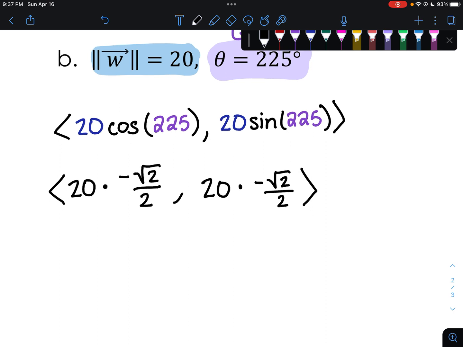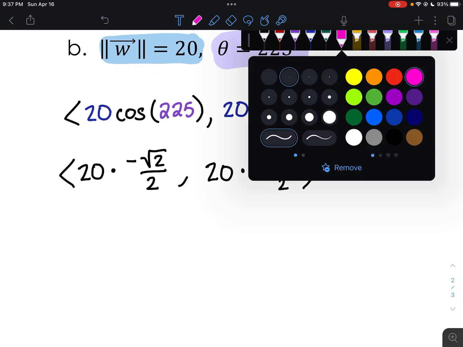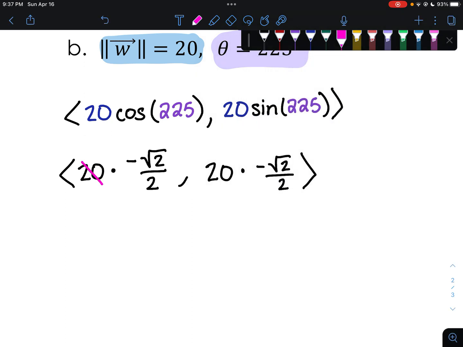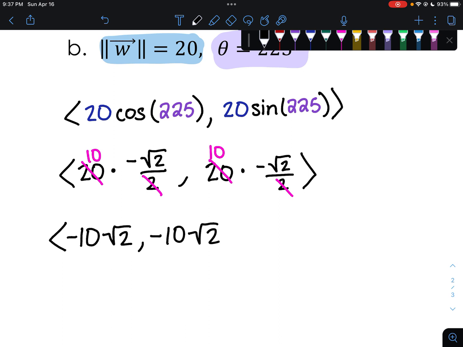So I multiply, same concept with the simplification. The 20 and the 2 cancel out, and this gives me a 10. So I have a 10 times a negative rad 2, which is negative 10 rad 2. Same thing over here, that cancels that out, and we get left with 10. So again, negative 10 rad 2.